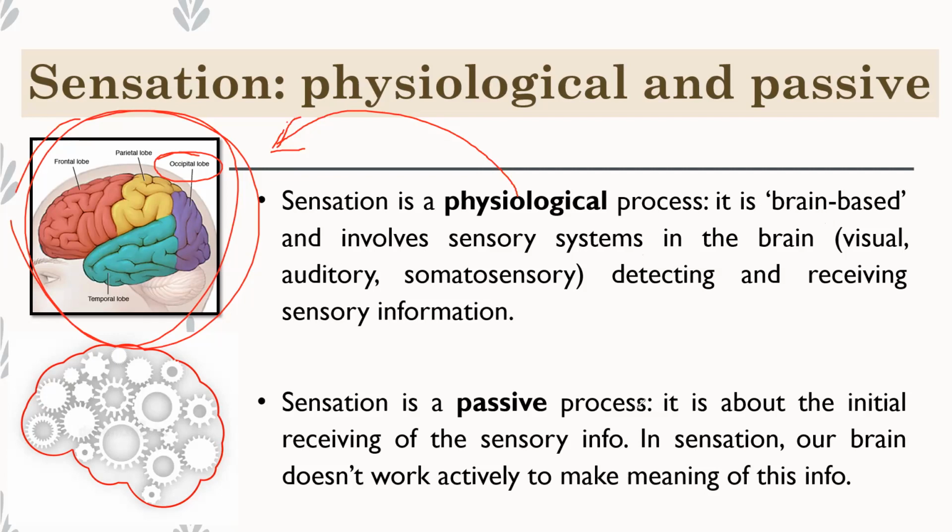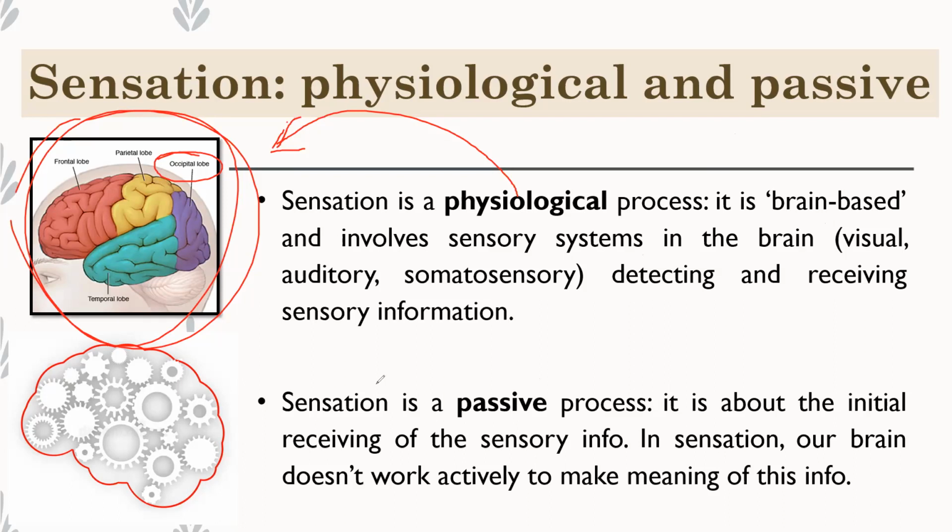Sensation is passive because it is not an active process where we're making judgments, okay? We're just simply receiving that information. It's coming into our brain and we're receiving it, but we're not really making sense of it. We're not making judgments of it. We're not making meaning of it. Okay, that's what perception is for.